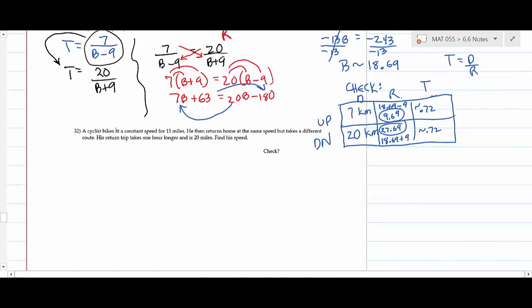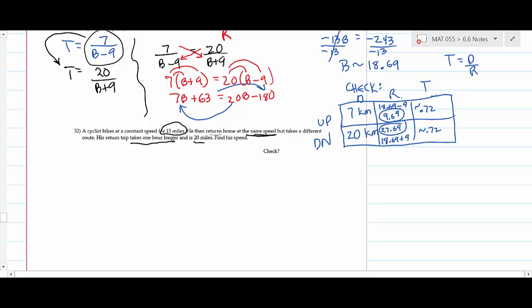Okay, so this one, it says a cyclist can bike at a constant speed. That's a rate, okay, of 15 miles per hour. It says he then returns home at the same speed. There we go. Remember I said something's the same, right? That's key. Okay, takes a different route. So the return trip takes 1 hour longer and is 20 miles.